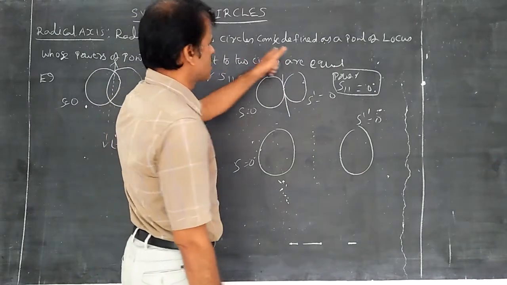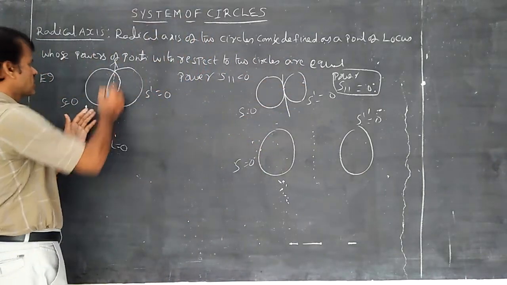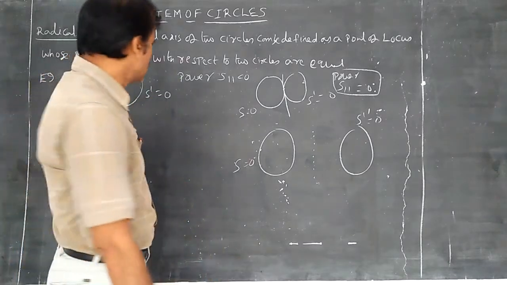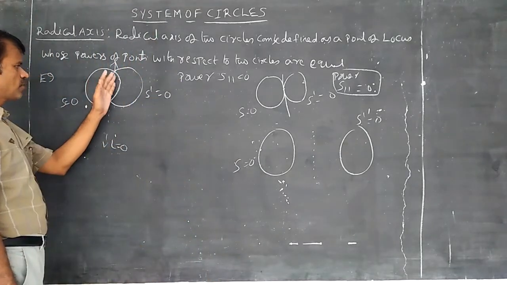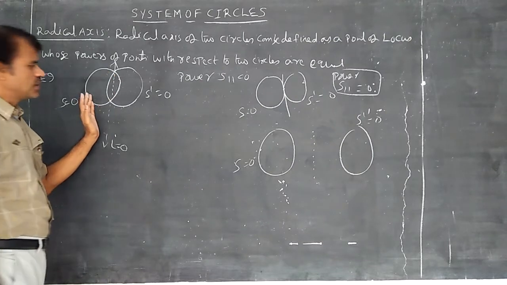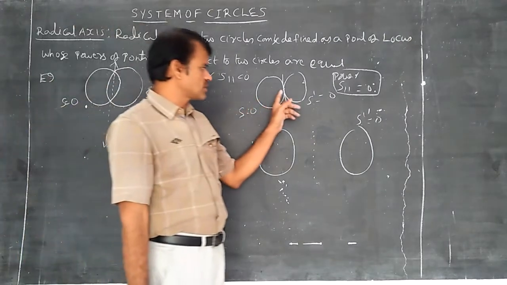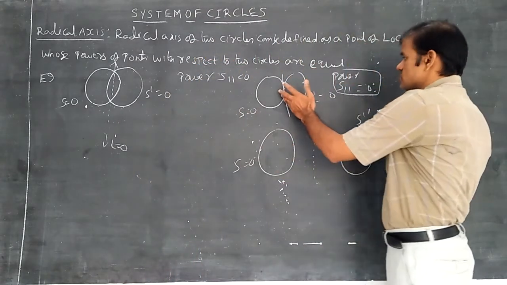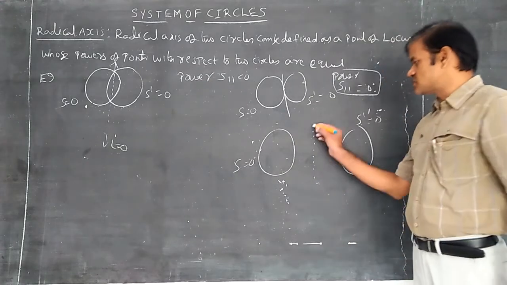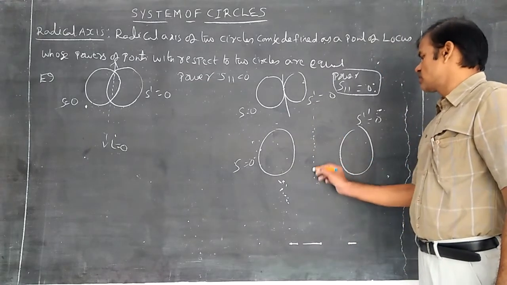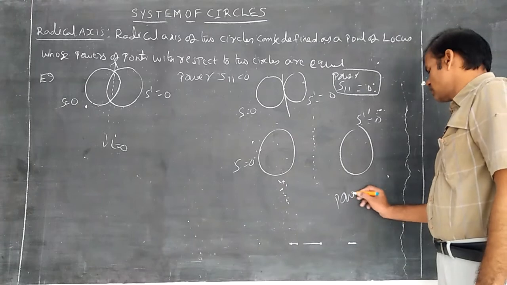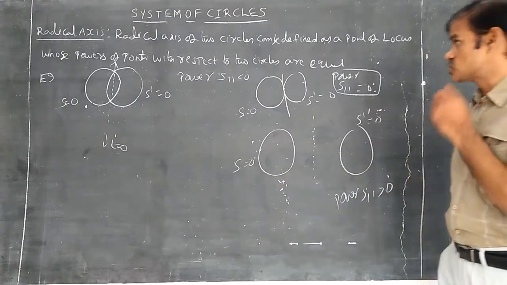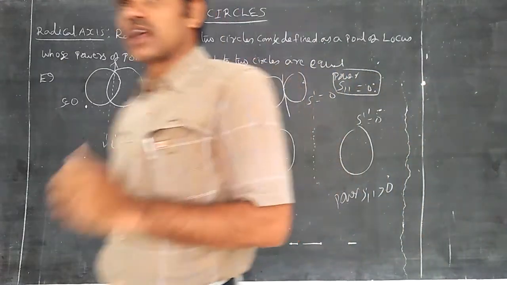Radical axis of two circles can be defined as the locus of points whose powers with respect to two circles are equal. It means whether the locus is inside one circle and inside the other circle, or the locus is on the first circle and on the second circle. In this case, it is external: the power formula S11 is greater than 0 for both circles. This is the definition of radical axis.